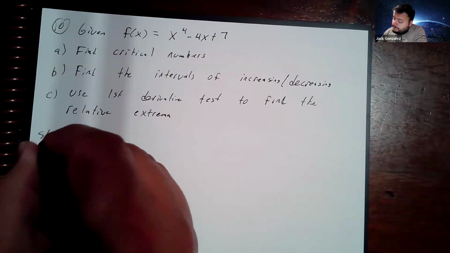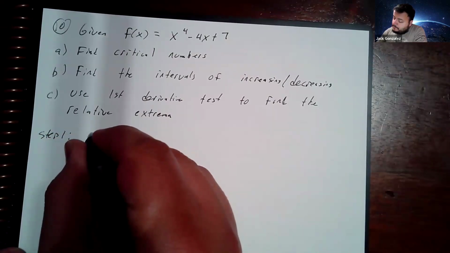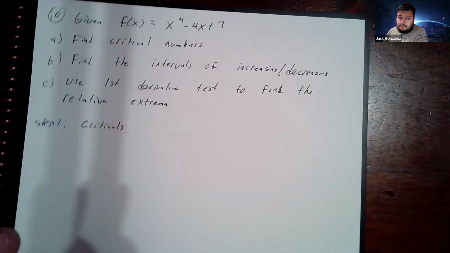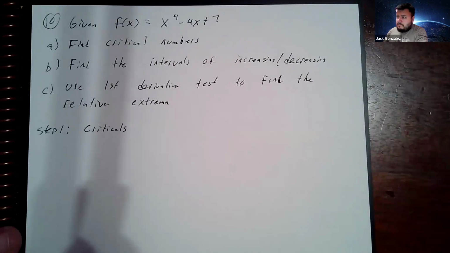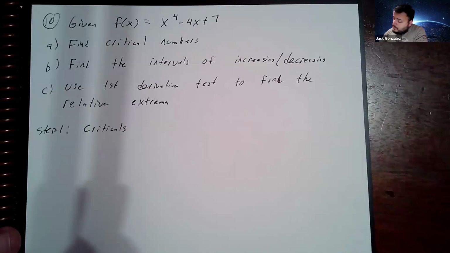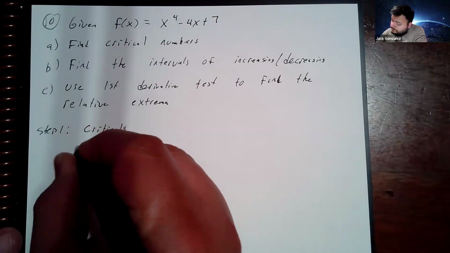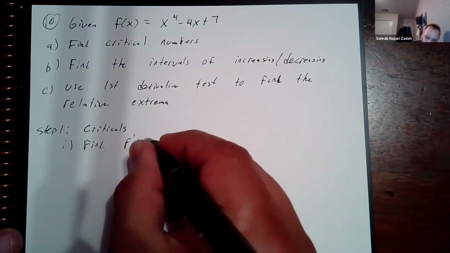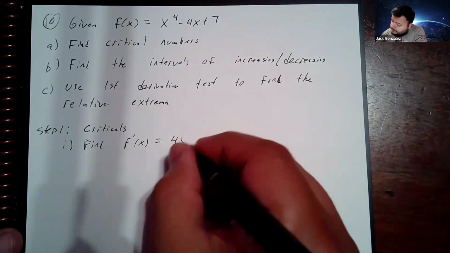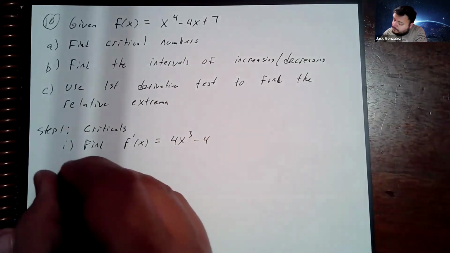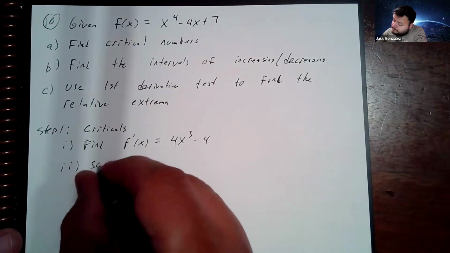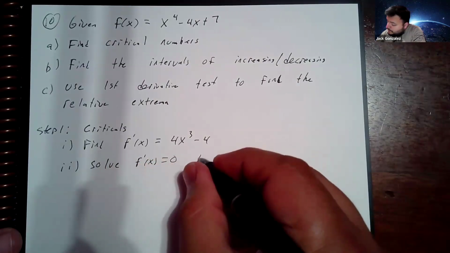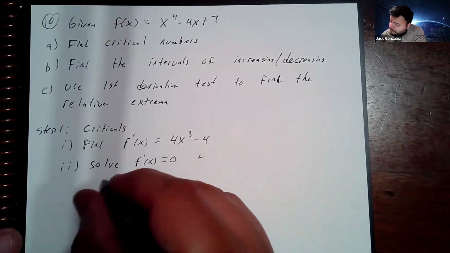All right, so step 1. So what is the derivative? 4x power 3 minus 4. 4x power 3 minus 4. Step 2. That'll be, I'll do it over here.